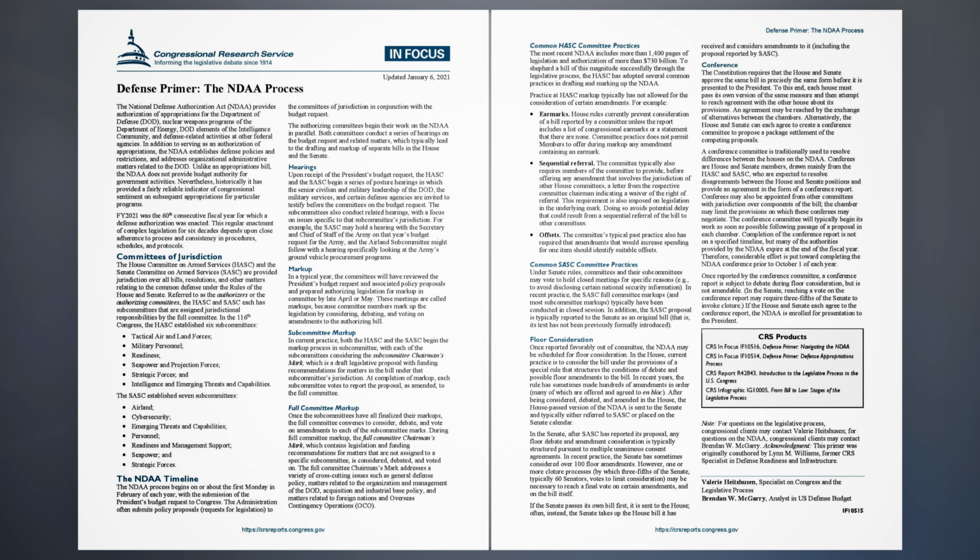Conference. The Constitution requires that the House and Senate approve the same bill in precisely the same form before it is presented to the President. To this end, each House must pass its own version of the same measure and then attempt to reach agreement with the other House about its provisions. An agreement may be reached by the exchange of alternatives between the chambers.